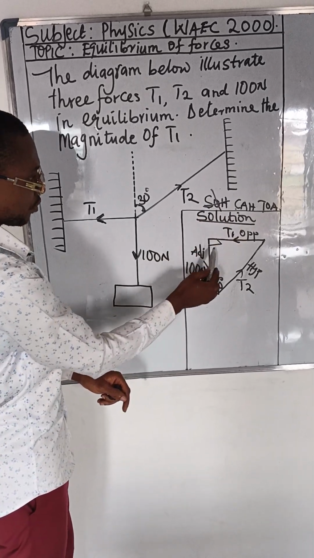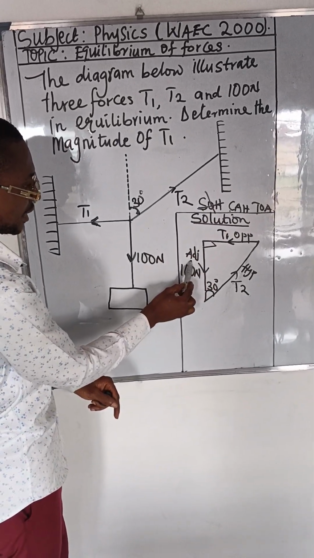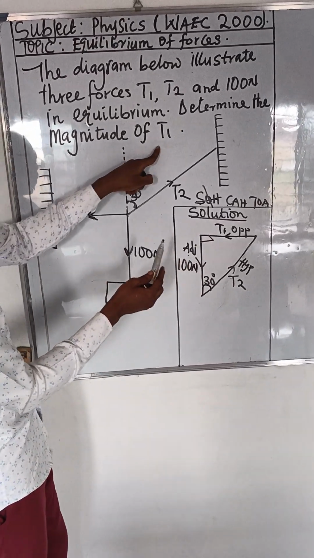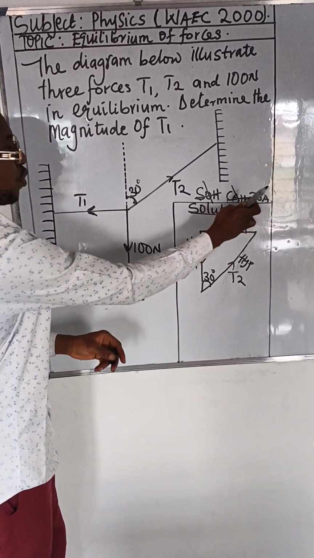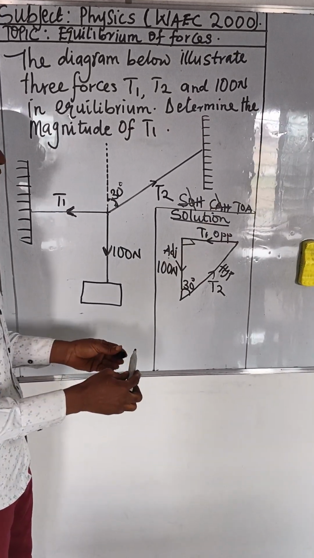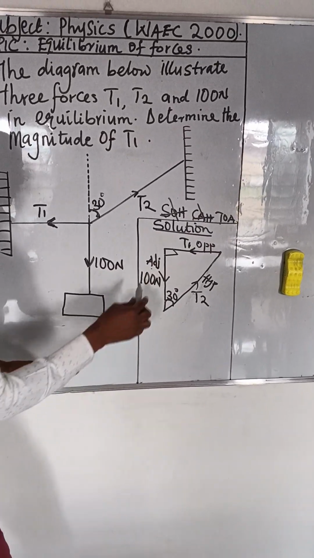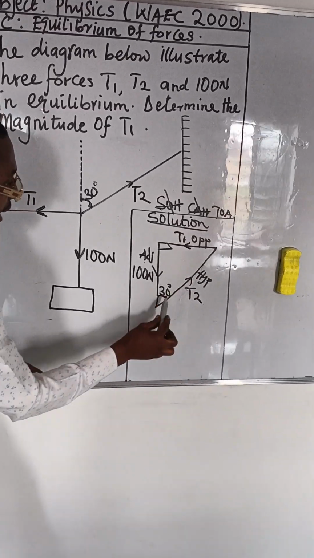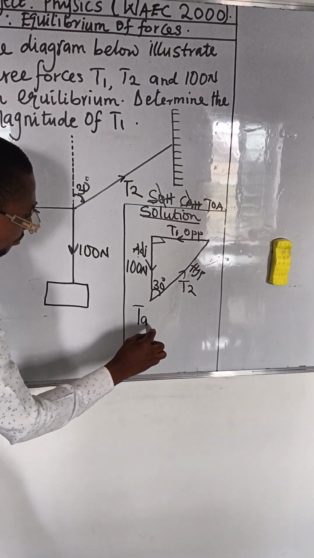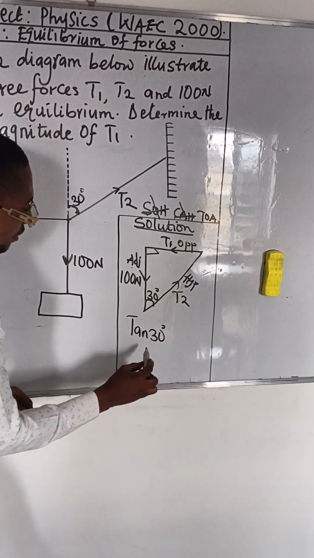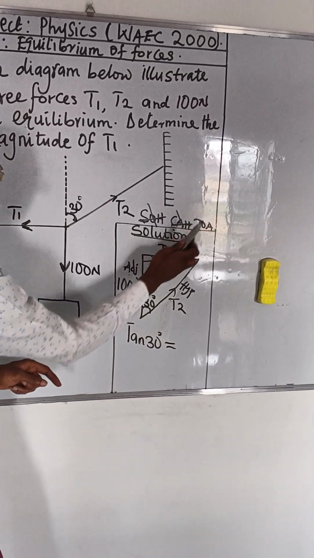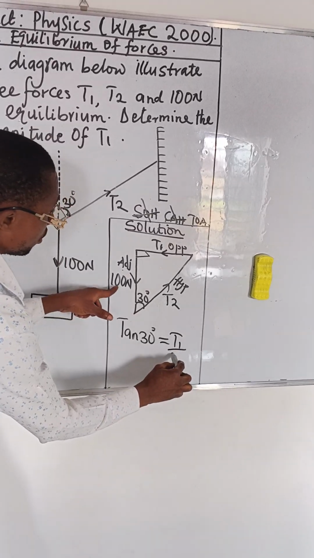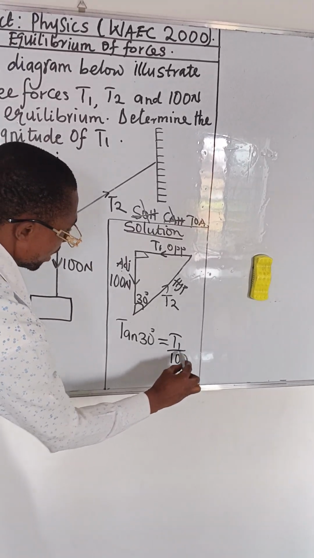Can we use cos? Adjacent over hypotenuse. This is adjacent, this is hypotenuse. We are not looking for T2. They ask us to determine T1. So probably we are going to use tan, which is opposite over adjacent. So we now say tan 30 equals opposite, which is T1, over this one, which is 100.